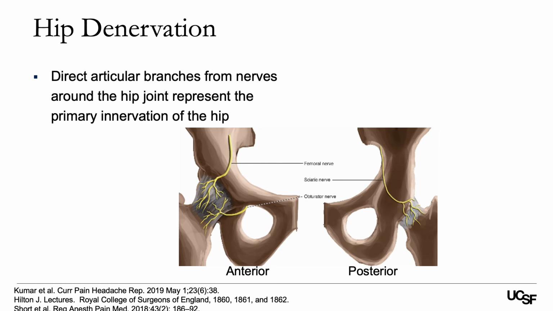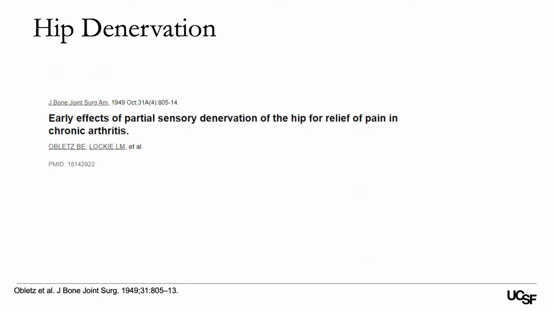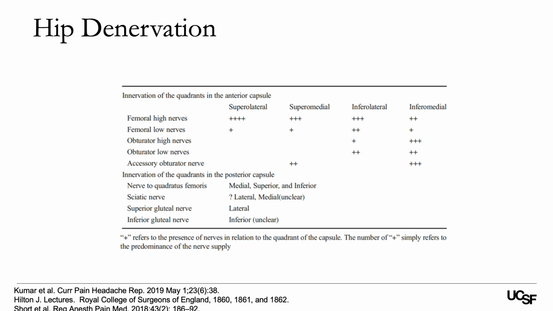In addition to the labrum and ligamentum teres, most pain in the hip joint originates. In the early 1900s, it was found that traumatic or iatrogenic injuries to the. Since then, anatomic studies have revealed the major innervation to the hip.